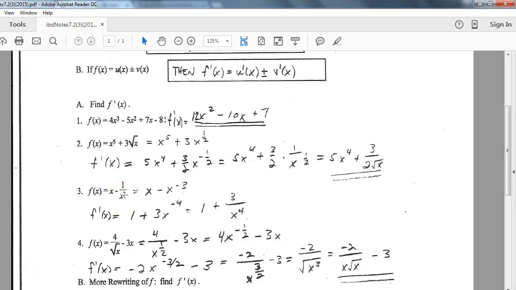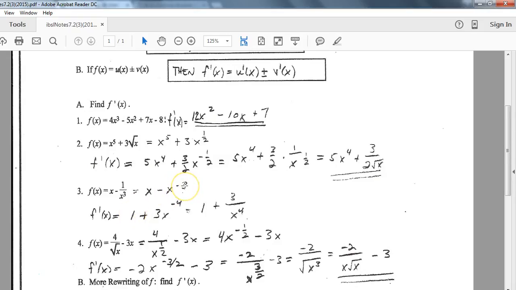Again, if you have a variable on bottom, you're going to want to bring that up by changing the sign of your exponent, then go through your power rule again on that one. So again, if there's no number here, we know this is the first power, times 1, subtract 1 from the exponent, so that becomes x to the 0, which is 1. So we got that for our first term.